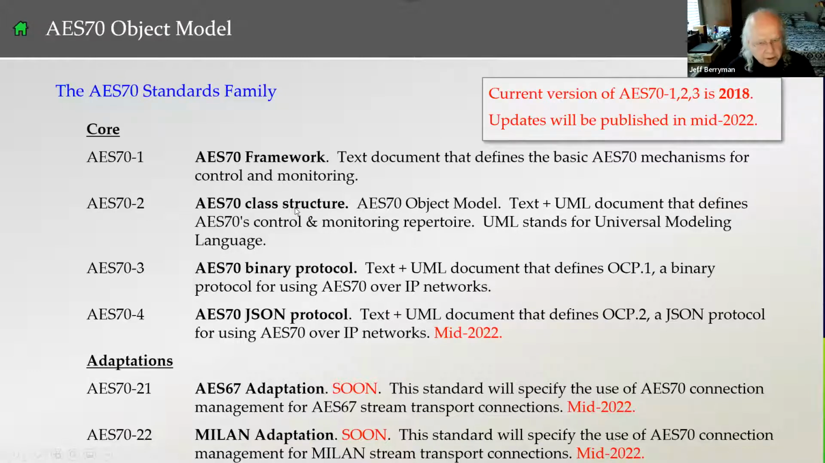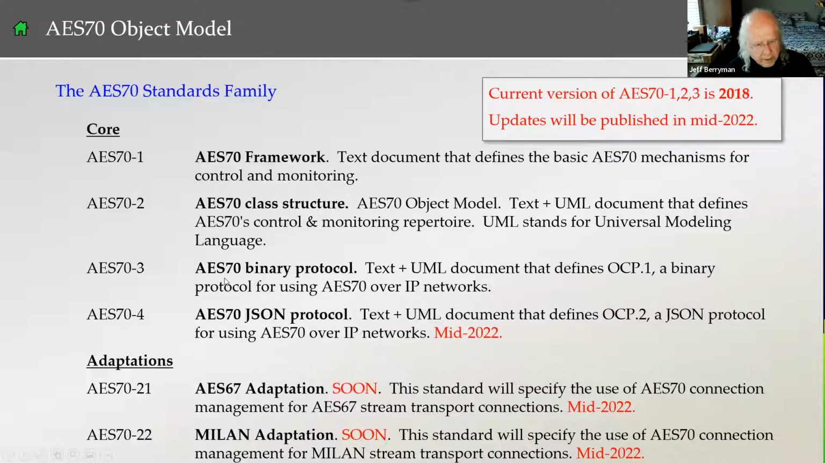Aes72 is the class structure. That's the object model. That's mostly what we've been talking about today. It's a text and UML document that defines the control and monitoring repertoire. UML is a design language. It stands for Universal Modeling Language, and it's a way of formally representing many things, including class structures, object models such as this one. If you're not familiar with it, there are some pointers to explanations that I'll get to in a minute.